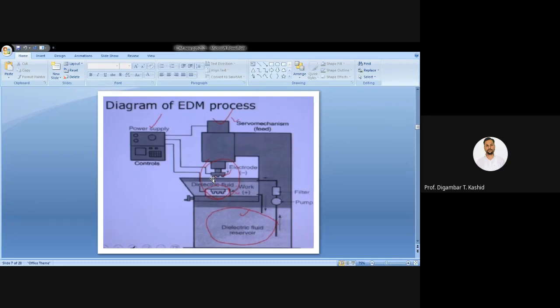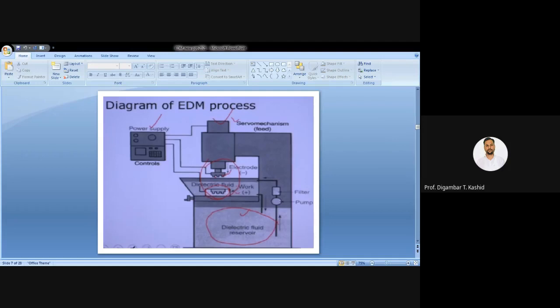Normally, whatever the temperature is, that temperature is maintained. Whatever debris particles or materials are there, those debris particles are removed by the filter system from this dielectric system.